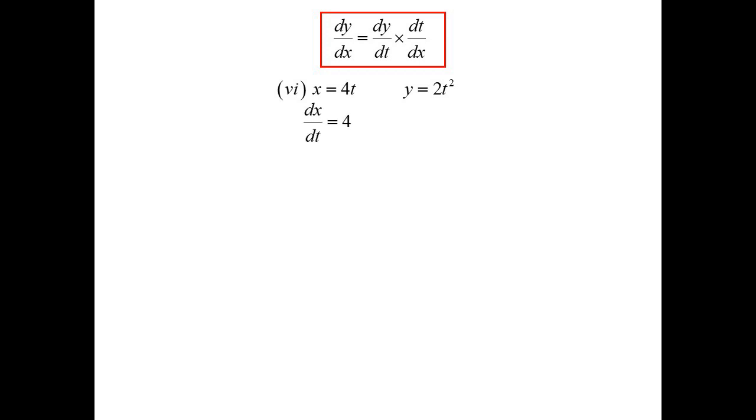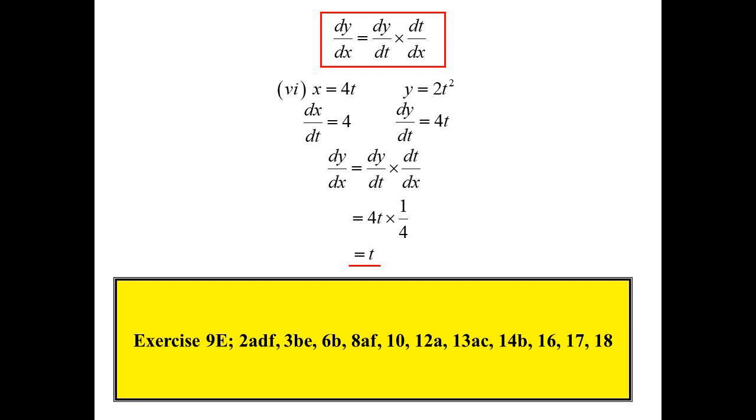So dx/dt would be 4, dy/dt would be 4t, so dy/dx will be dy/dt, 4t, times dt/dx, well that's just the reciprocal of dx/dt, a quarter, so I can just leave it in terms of its parameter. So dy/dx is just t. I mean, if you wanted to get it in terms of x, good, eliminate the parameter. x is 4t, so if I make t the subject, what am I going to get? x on 4. So the derivative is x on 4, if I want it in terms of x. There's the idea, chain rule, rates of change, implicit differentiation, as I say, it's all the same thing. So we'll have a go at those.